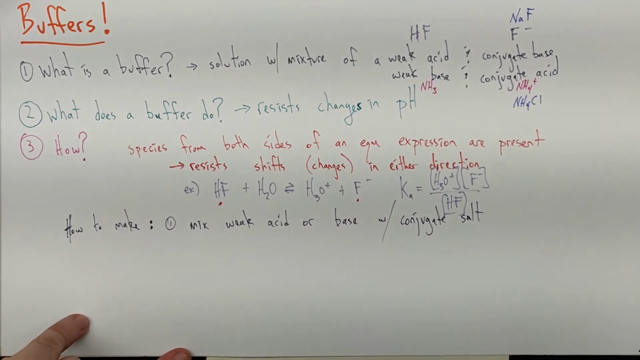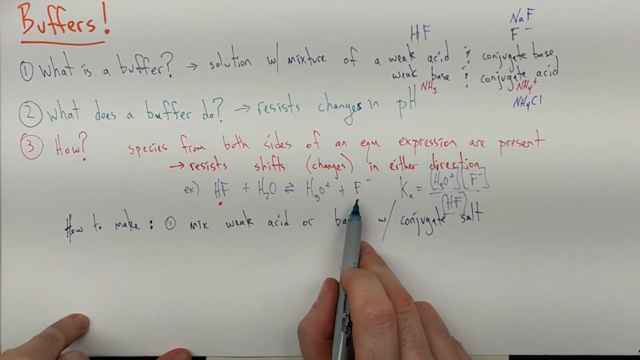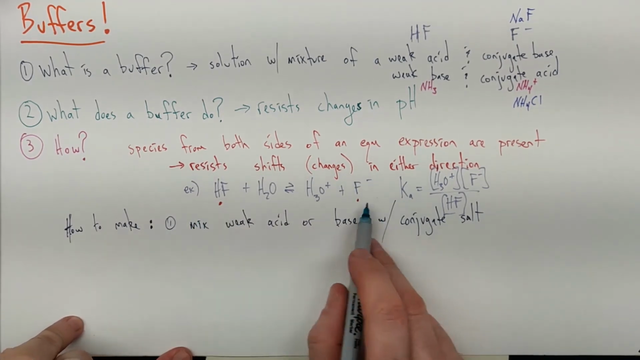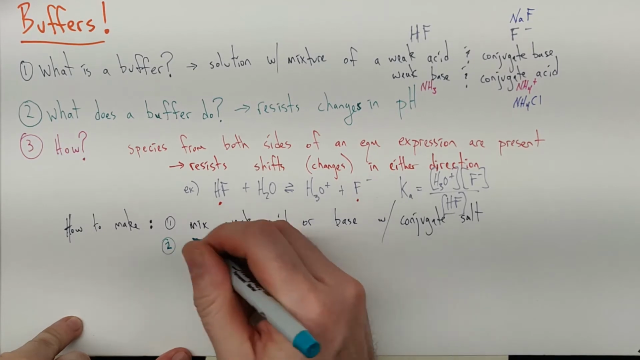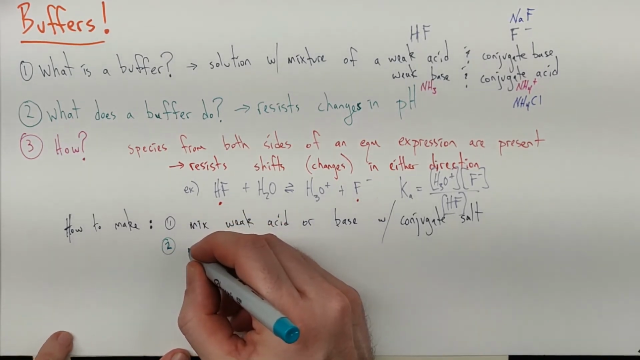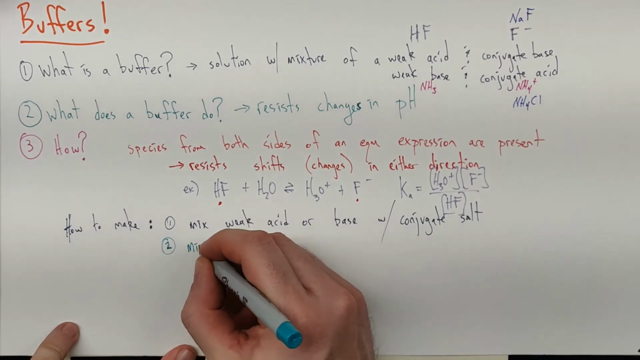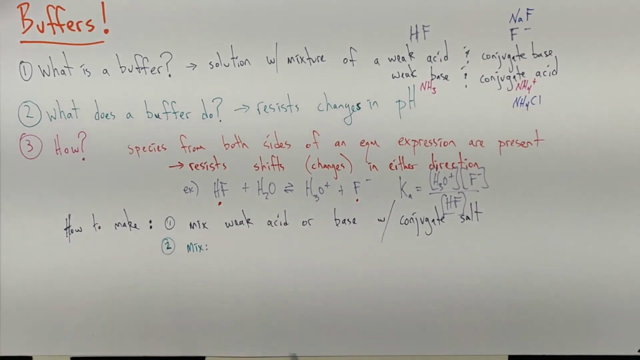The more elegant way of doing it would be to start with all weak acid or all weak base, and then use a strong acid or base to do some stoichiometry and end up with things on both sides. So that would be our second scenario here. It would be to mix again. But in this case, I'll try and color code this a little better.